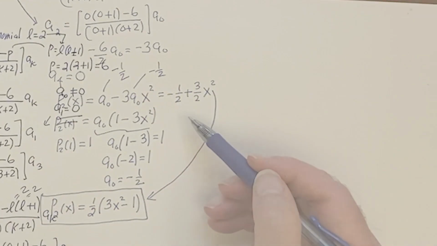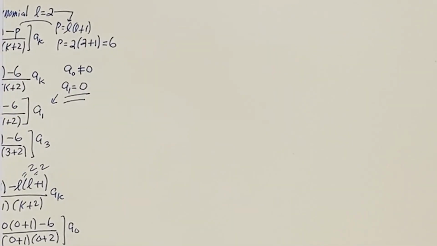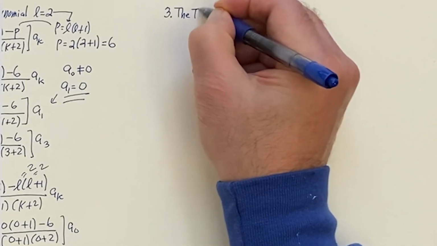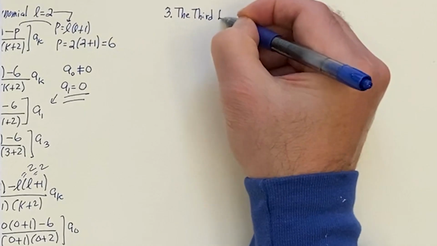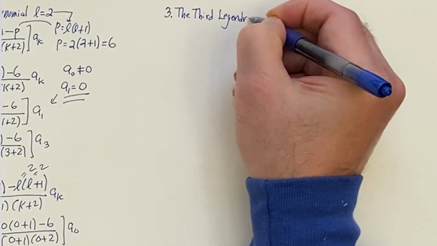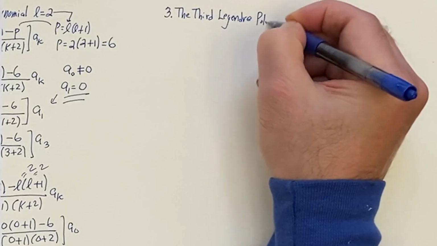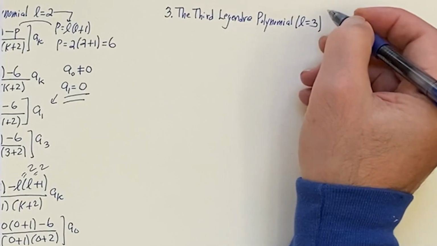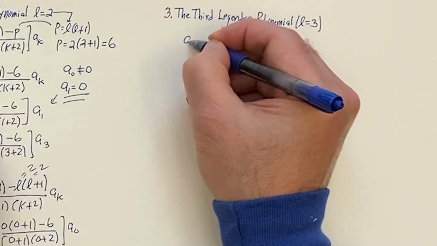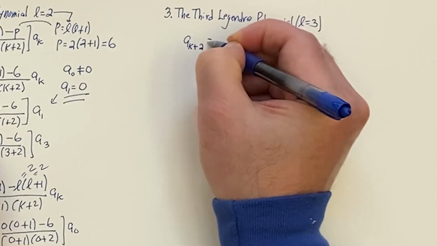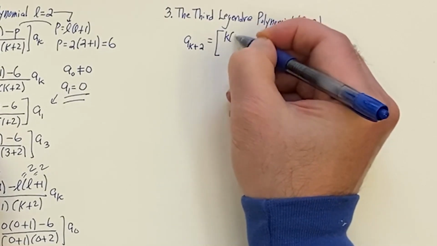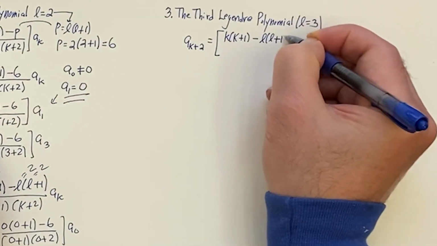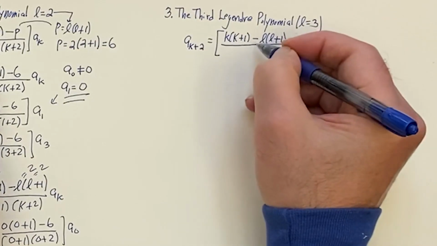Checks out. Let's do one more. The third Legendre polynomial. So that's the case L is equal to 3. So if we write the recursive relation, in this case, I'm going to put the L in for the P, the L's.